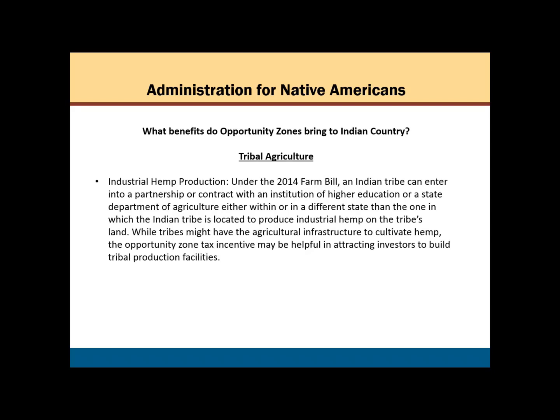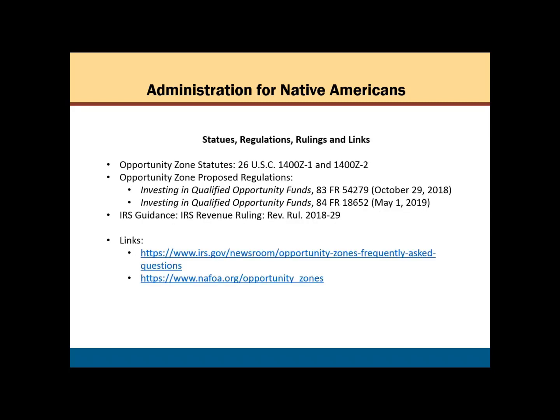Tribal agriculture, another one. And specifically, I used industrial hemp production, which I know a lot of tribes are taking advantage of. But the difficulty of raising money is often on the production side. Once you get the yield from whatever crop, then often tribes have to outsource production to other facilities. So opportunity zone funds and tax incentives may be a way for tribes to bring production back into Indian country, or help it get into Indian country.